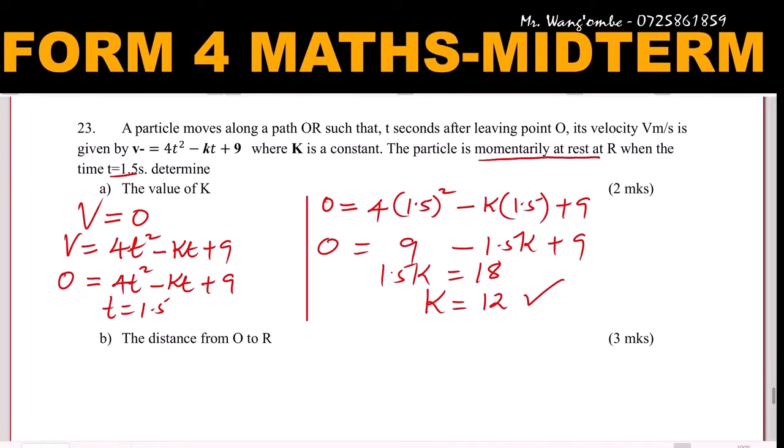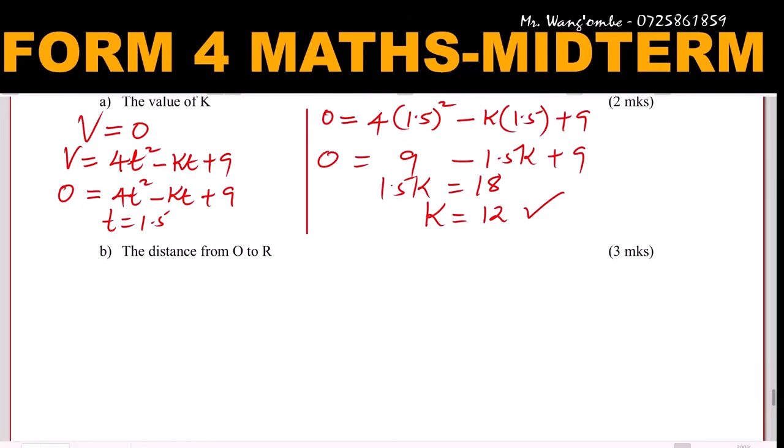Part B, the distance from O to R. So how do you get the distance? Now we have the velocity. If you're given the velocity, to get the distance, which I'm going to show by S, the displacement, we get it by integrating velocity. Since we have the full expression for velocity, we are going to integrate it.